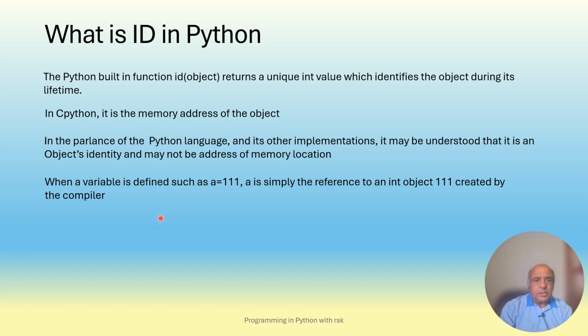So when a variable is defined, such as a = 111, a is simply the reference to the object 111. That object is created by the compiler, and it has been allotted a reference a because our program wants that object to be referred to as a.